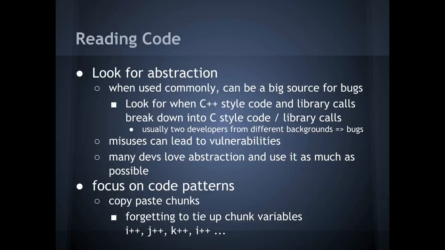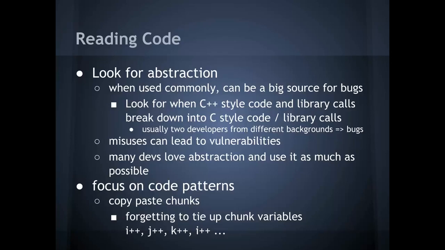And something I saw on Twitter that I've tried to start using more in my own code auditing is to look for when C++ style code and library calls break down to just regular old C style code. That usually indicates that one developer has handed a project to the other, they have two different backgrounds, and they're likely to do some stuff buggy. Also, misuses of abstraction can lead to vulnerabilities, and things like JavaScript can lead to type confusion, which can cause vulnerabilities.